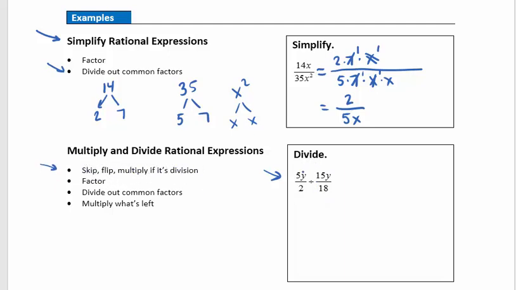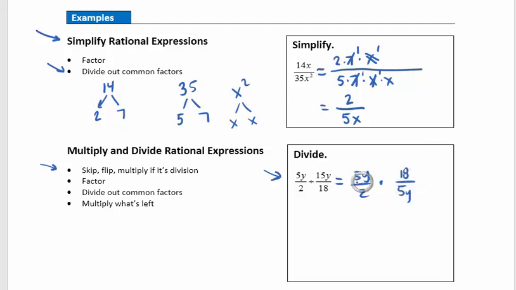Well, skip means we leave this fraction, the first one, just like it is. So I'm going to leave that as 5y over 2. Flip, meaning we take the reciprocal of the second fraction. So that's going to be 18 over 5y. And then multiply. Remember, we're changing this division operation to multiplication. And so what happens is, this division problem will have the same answer as this multiplication problem if I instead multiply by the second fraction's reciprocal. Reciprocal meaning we're flipping it over.